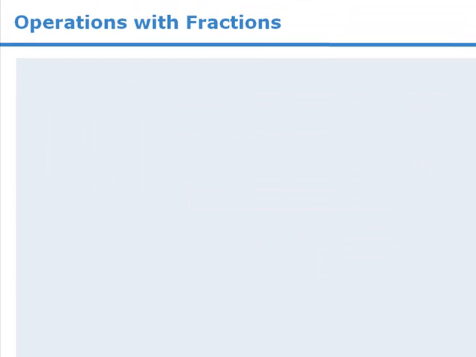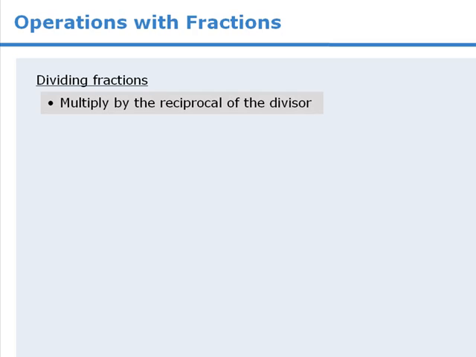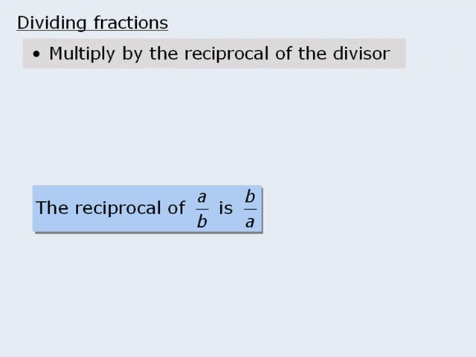Alright, now let's move on to dividing fractions. Here the rule for dividing fractions is to multiply by the reciprocal of the divisor. Now don't forget, the reciprocal of a fraction is the flipped over version of that fraction. So if we want to divide 1/4 by 2/3, we must first recognize that 2/3 is the divisor. It is the number we are dividing into 1/4.